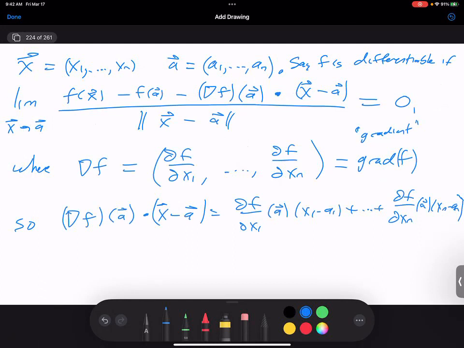Is that 0 the number or 0 the vector? Well, let's look at the numerator. Is the numerator a number or a vector? Well, I have vectors in the numerator, but I have, for instance, the dot product of two vectors. I have the dot product of the gradient and the vector x minus a. Is that a vector or a number? No, everything in the numerator is a number. What about the denominator? I have the length of the vector x minus a. Is that a vector or a number? It's a number. So this is 0 the number.